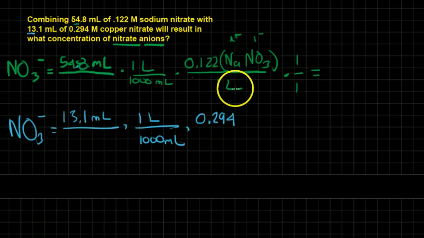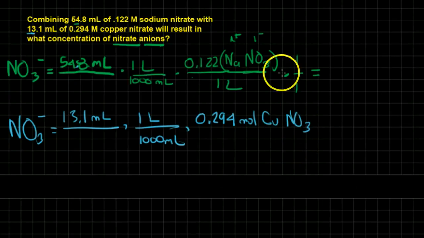Okay, 0.294 moles of this was copper nitrate. Okay, I'm going to leave a space there. NO3, because we don't know what's really going to happen yet. So copper nitrate, what does that look like? Well, copper, it could have a couple different charges, but we're going to say it's copper 2 nitrate.